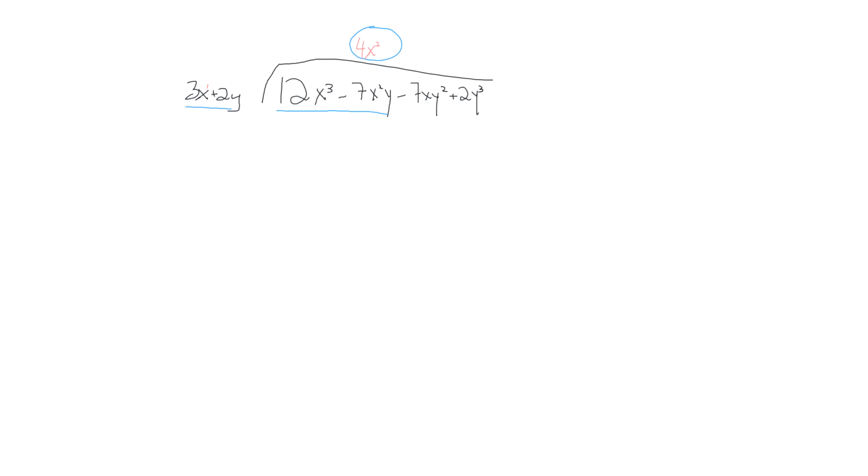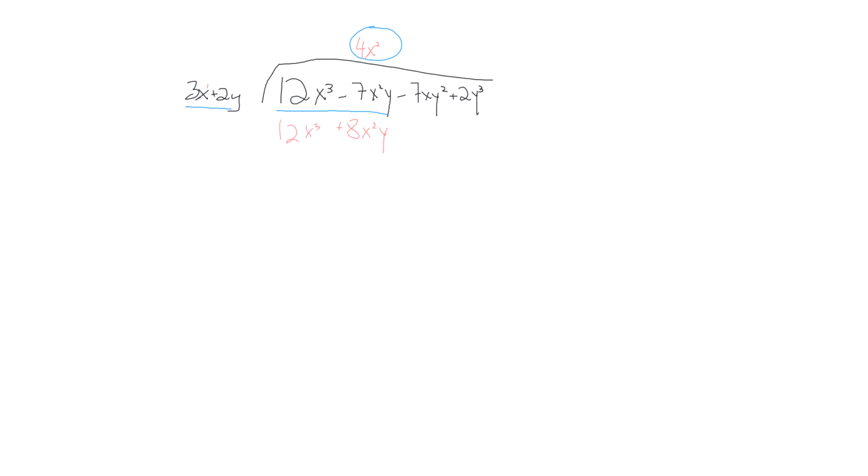Okay, so now I want to multiply this term by the 2y and this term by the 3x. So 4x squared times 2y gives me 4 times 2 is 8 x squared and the y from here. That's positive. Then 4x squared times 3x. 4 times 3 is 12. x squared times x is x cubed.